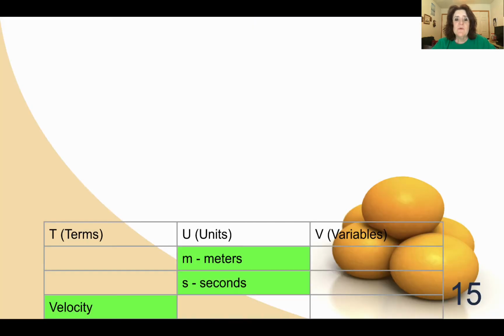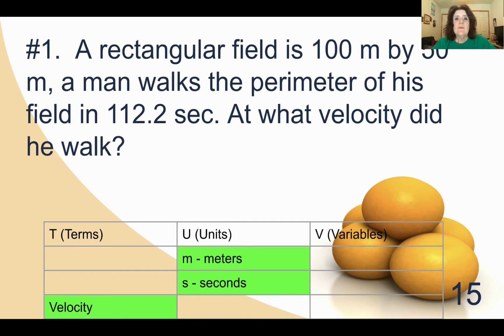So here's a sample problem. A rectangular field is 100 meters by 50 meters. A man walks the perimeter of his field in 112.2 seconds. At what velocity did he walk? So notice you're given m is meters, s is seconds, and you're given the word velocity.